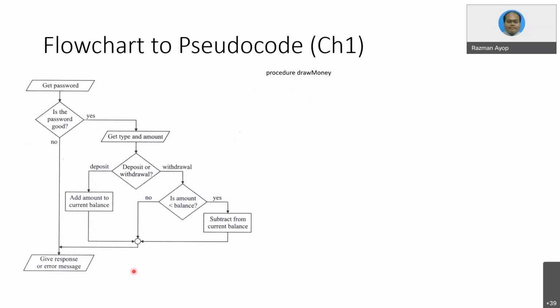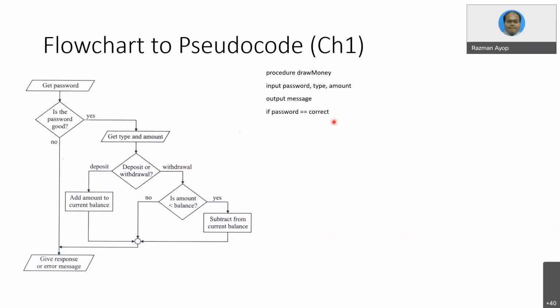For this case, it is how to draw money from an ATM, so the procedure is just draw money. Then you have to list down all the inputs. For this case, the inputs are the password, the type, either deposit or withdraw, and the amount. So that is all the input. How about the output? Looking at the flowchart, the outputs are just messages, and I think balance you also have to put here.